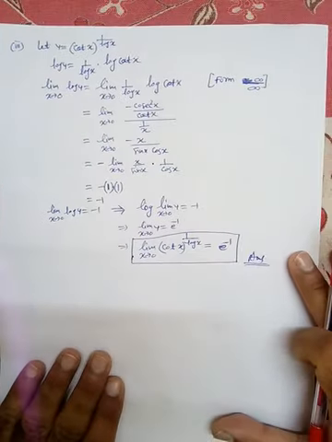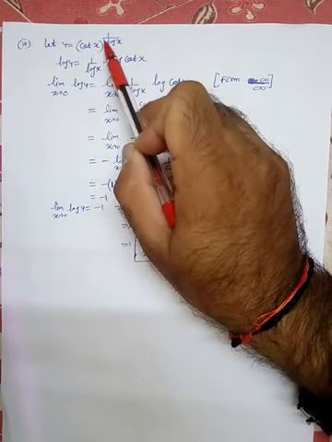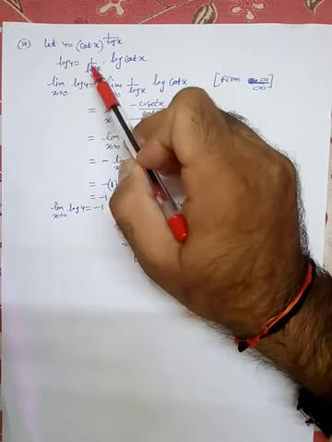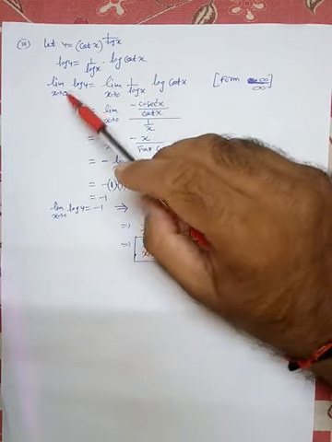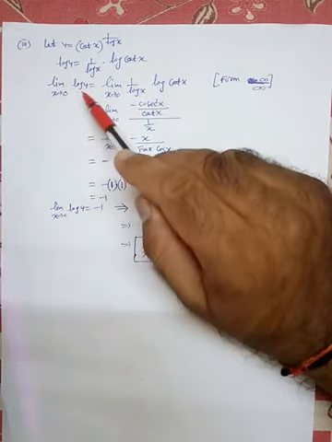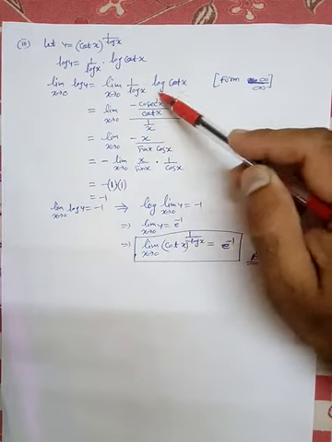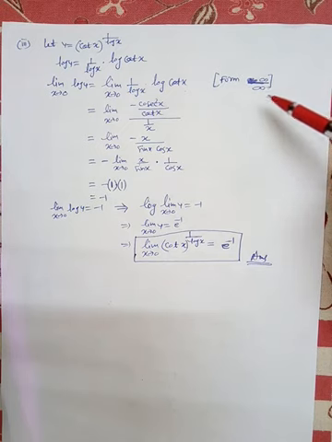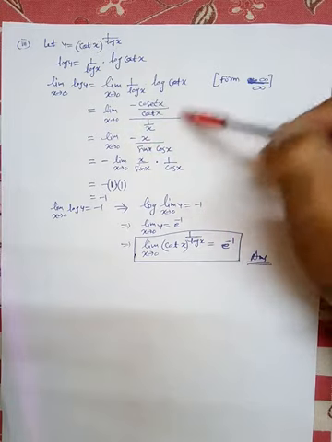And now the last example. Let y be equal to cot x raised to the power 1 upon log x. Take log both sides, so log y is equal to 1 upon log x into log cot x. Taking limit both sides, limit x tending to 0, log y is equal to limit x tending to 0 of log cot x upon log x. This is of infinity by infinity form. So now apply L'Hospital's rule here.